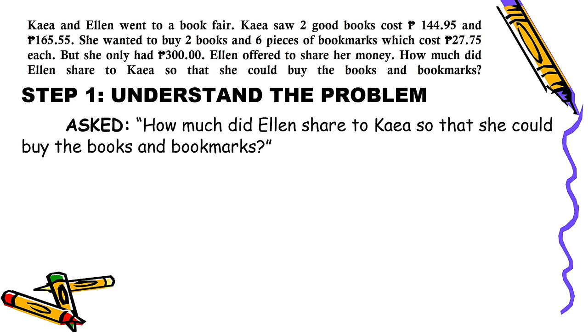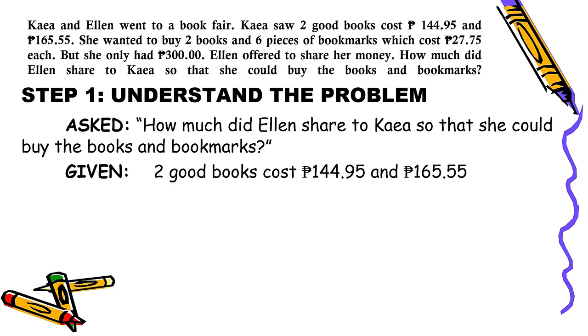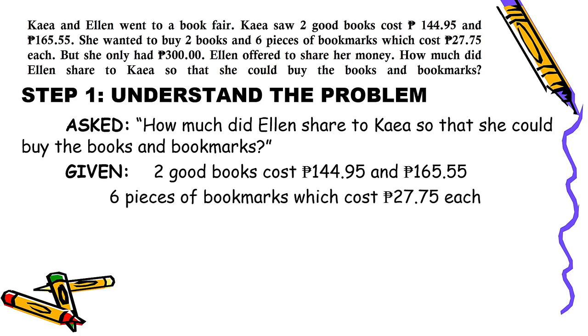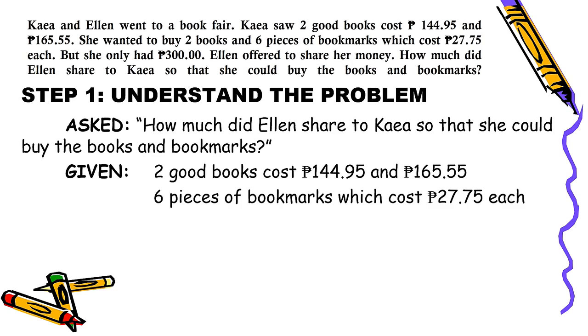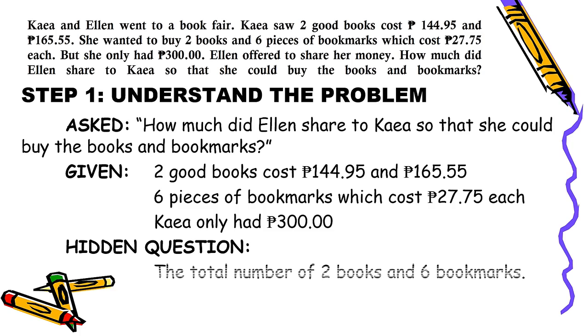These are usually the numbers and information that are shown and stated in the problem. In this example, the given are 2 good books cost 145 pesos and 95 centavos and 165 pesos and 55 centavos. It was also stated that 6 pieces of bookmarks cost 27 pesos and 75 centavos each. And also we are informed that Kaya only had 300 pesos. And then sometimes there are problems having hidden questions. These are the questions that help you to solve the question being asked. In here, the hidden question is the total number of 2 books and 6 bookmarks.